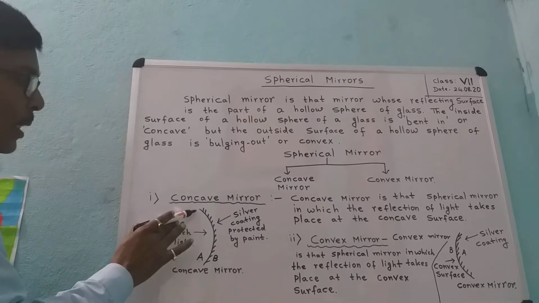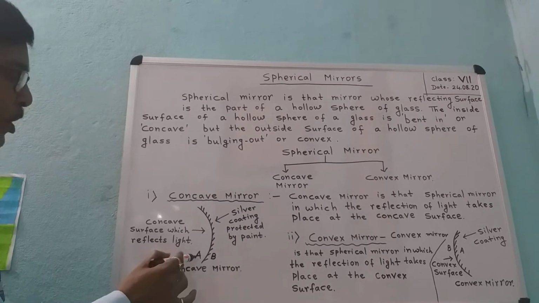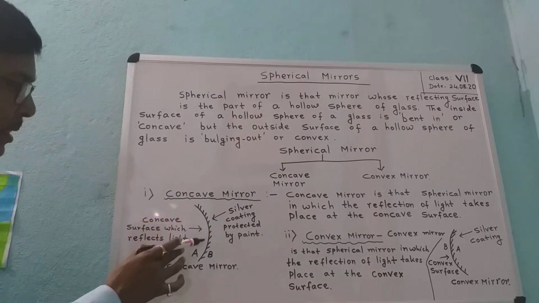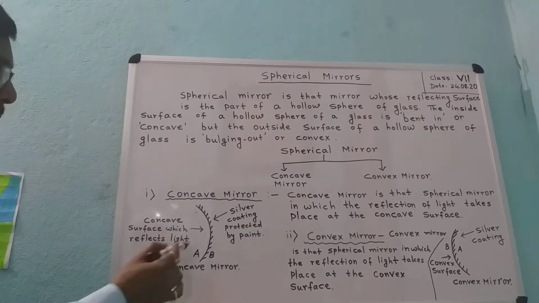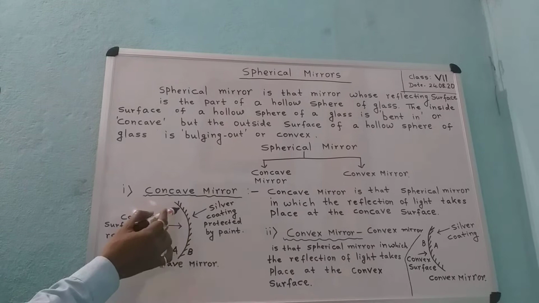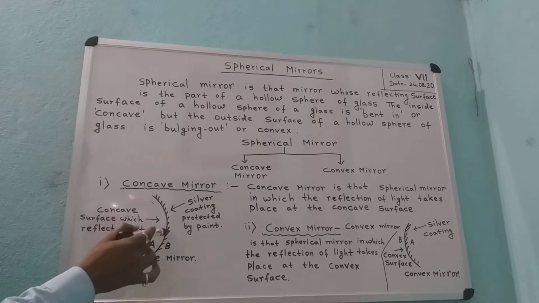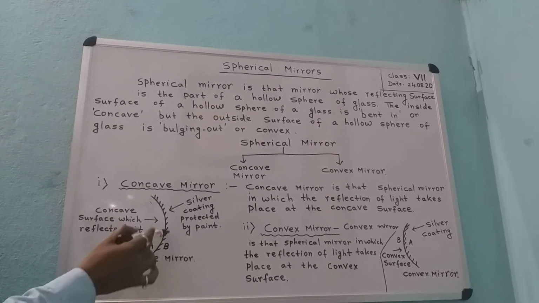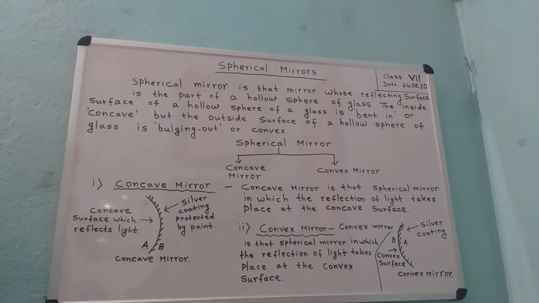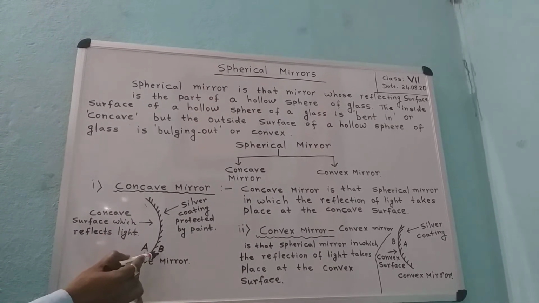Now the reflecting surface of the concave mirror is represented by A. So the reflection of light will take place from this concave surface, and the back side of the concave mirror is represented by drawing small oblique lines. This back side of the concave mirror has a silver coating. It is protected by red paint. Now the back side of the concave mirror has been marked B.